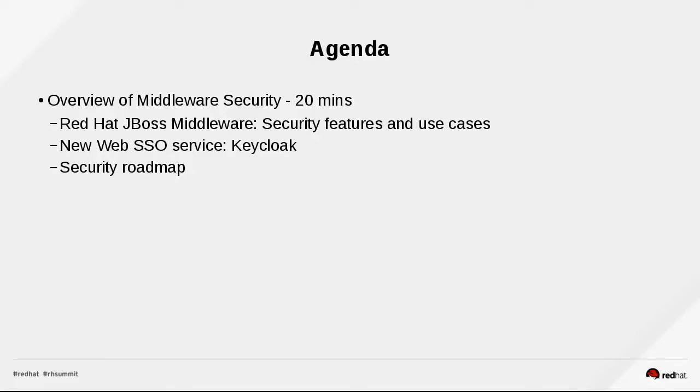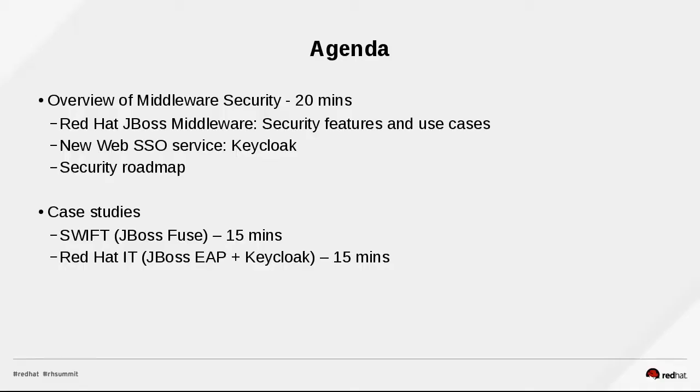The agenda that we have here, the talk comprises 3 parts. So I would be doing the first one, which is basically an overview of middleware security. We'll just review a few concepts at the beginning and then get an overview of our JBoss middleware portfolio and what security features and use cases it enables. We'll spend a few minutes on a new web single sign-on service, which is based on a very popular community project called Keycloak that we actually presented last summit, but now it's a supported offering from Red Hat. And then there's a slide on the future for the next 12 months, what is the security roadmap.